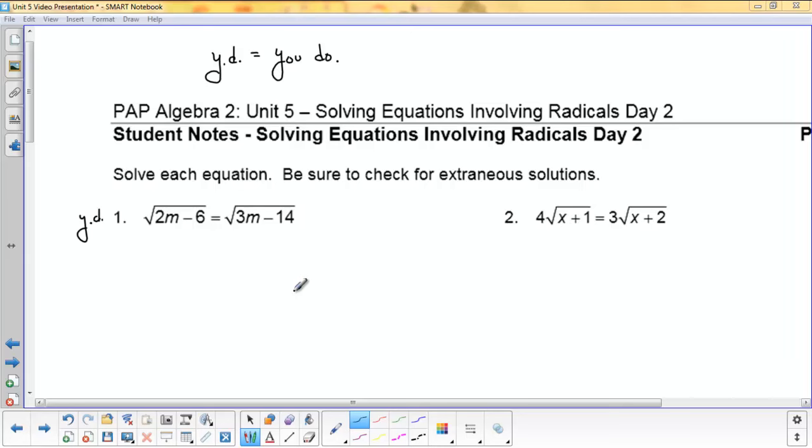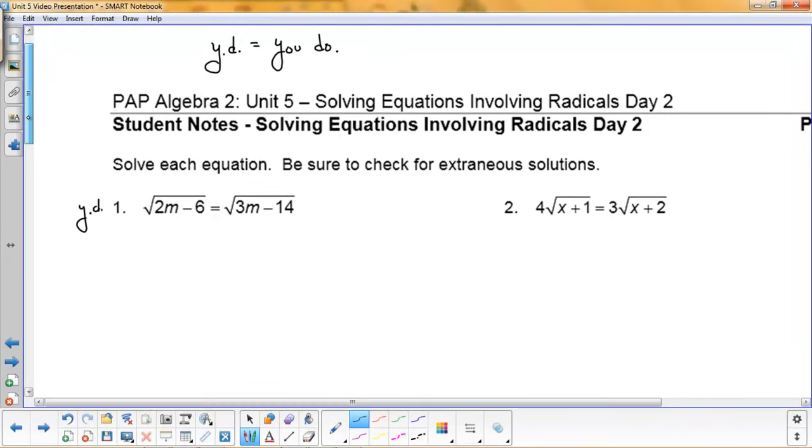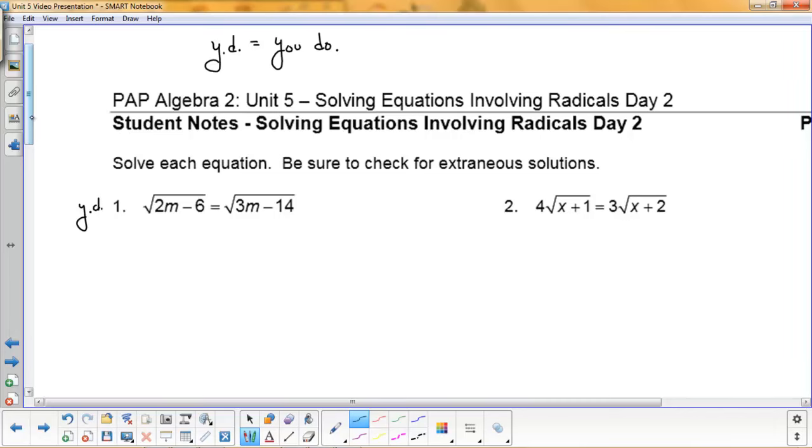Notice up here at the top of the screen I have YD equals you do. So there'll be a portion of this assignment that you will complete on your own, so please make sure that you are doing this. Be diligent about this. Get your practice in before you come to class tomorrow so that you can either ask questions or feel good about where you're going with this. Additionally, there'll be some error analysis pieces that we go ahead and look at as well.